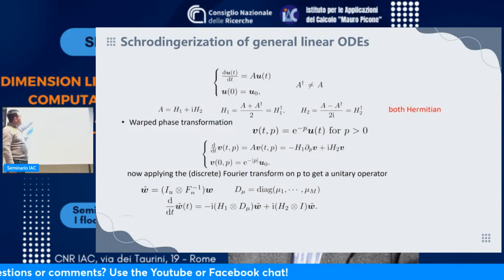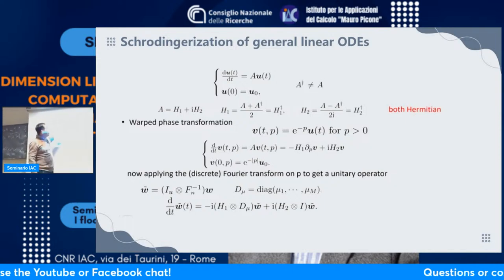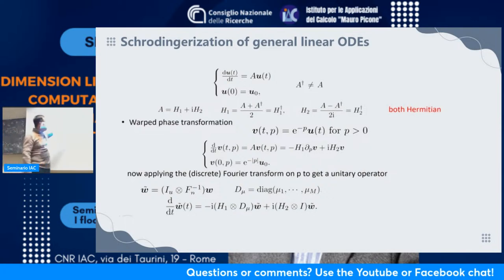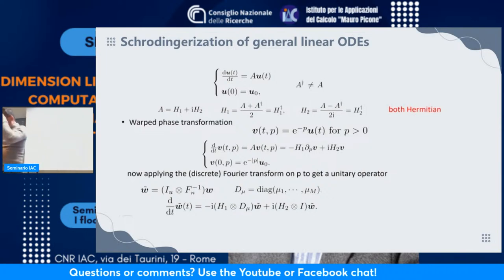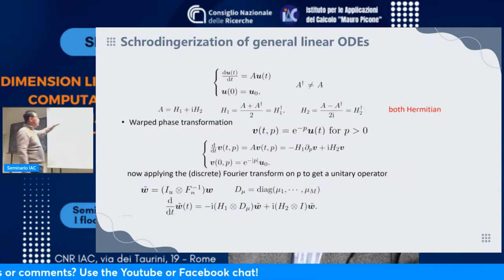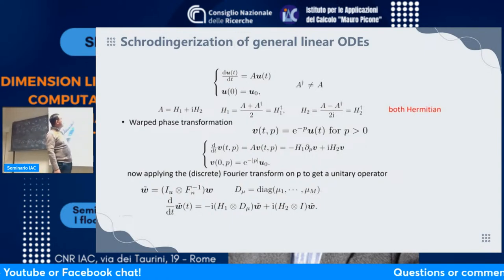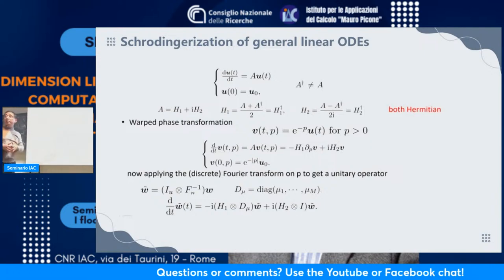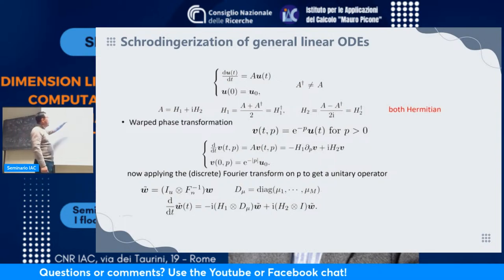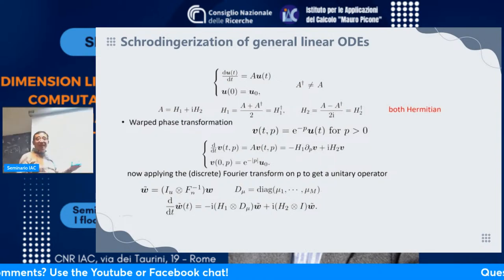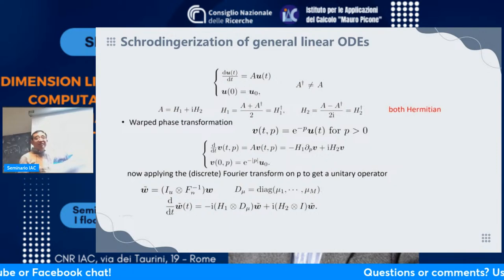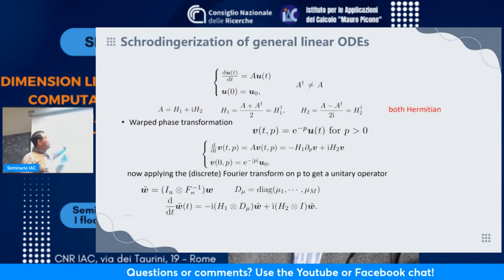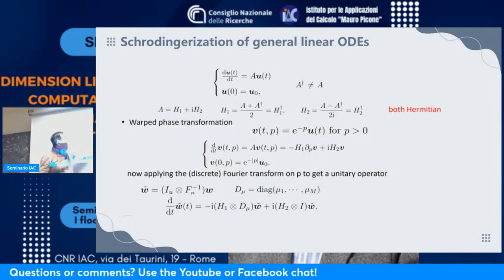So we just decompose A into H1 plus iH2, where H1 is (A plus A dagger) over 2, and H2 is (A minus A dagger) over 2i. So any matrix or operator can be written as basically a Hermitian part and an anti-Hermitian part. H1 and H2 are both Hermitian, right? Now, iH2 is already what I like: you have i times a Hermitian matrix, so e to the iH2 is unitary. But the other part is not. And for this part, I'm going to multiply by e to the minus p.